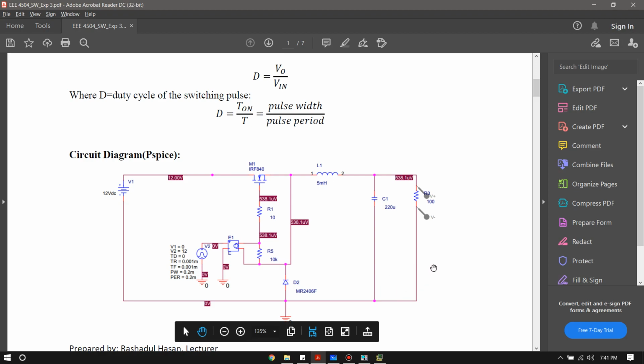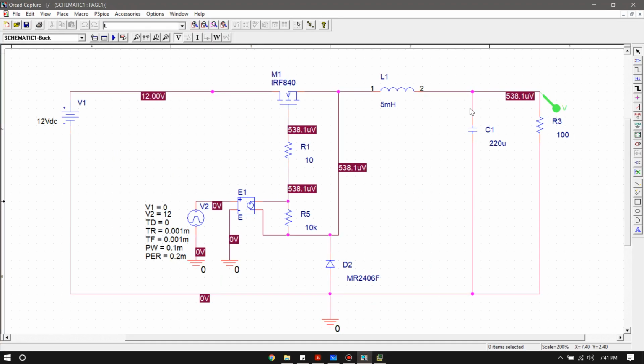So let me go to the circuit and describe it. I'm not going to show you how to build the circuit because you should be familiar with this by now. You should know the names of these components: the R, the diodes, the inductors. Two new components that we are using here are firstly the MOSFET, where the name of the MOSFET is IRF840. You can search that and find it.